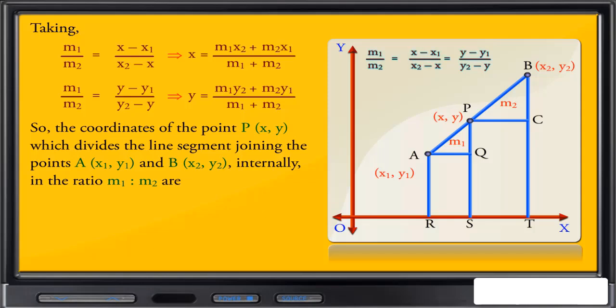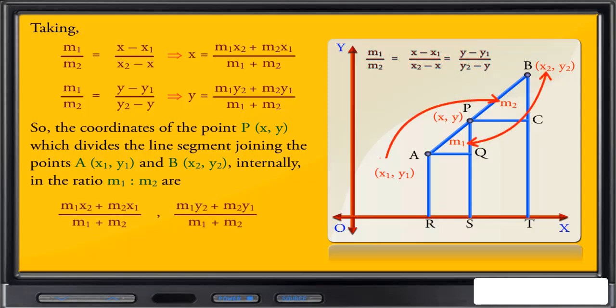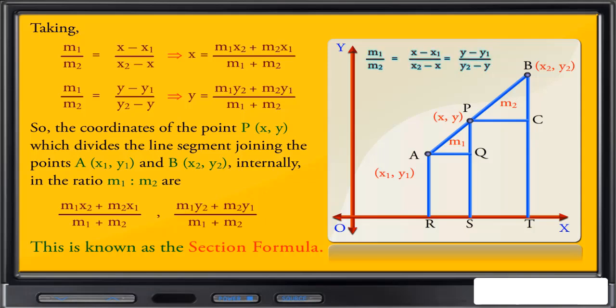So the coordinates of the point P (x, y), which divides the line segment joining the points A (x1, y1) and B (x2, y2) internally in the ratio m1 is to m2, are (m1 into x2 plus m2 into x1 upon m1 plus m2, m1 into y2 plus m2 into y1 upon m1 plus m2). This is known as the section formula.